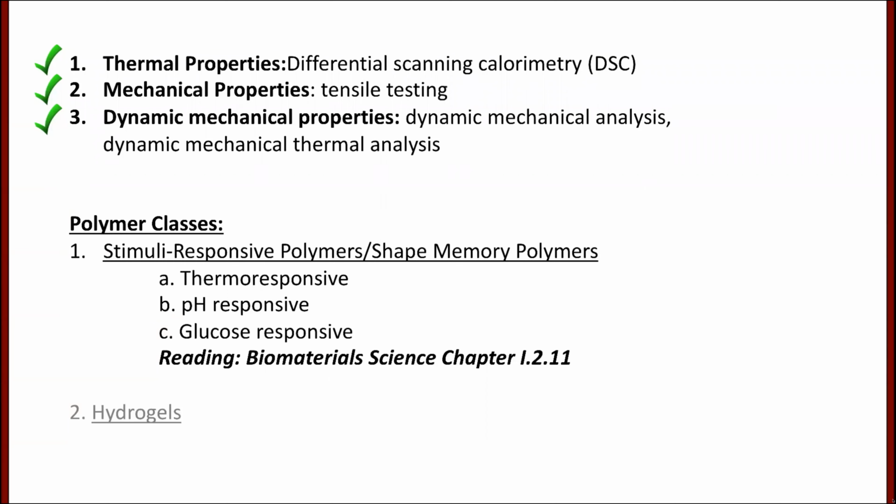So shape memory polymers are polymeric smart materials that have the ability to return from a deformed, temporary state to their original permanent state, and it's induced by an external stimulus such as a temperature change. Now, there are a few different types of stimuli responsive polymers. There's thermoresponsive, which is fairly straightforward, right? It reacts to a change in temperature.